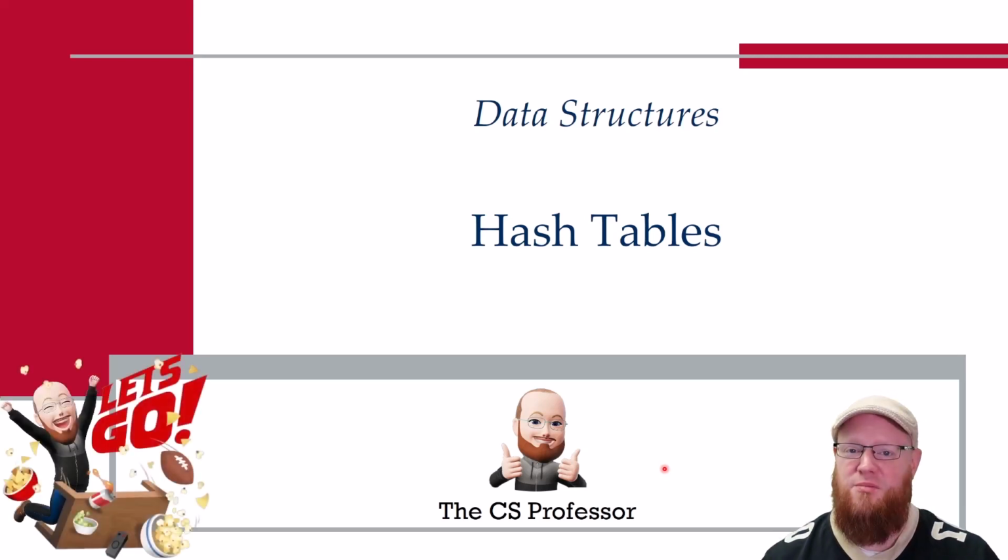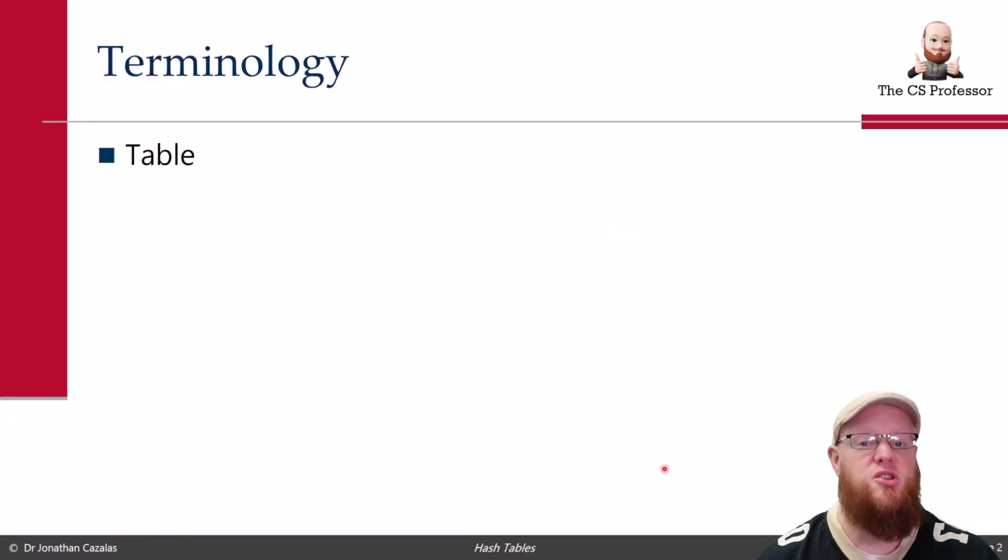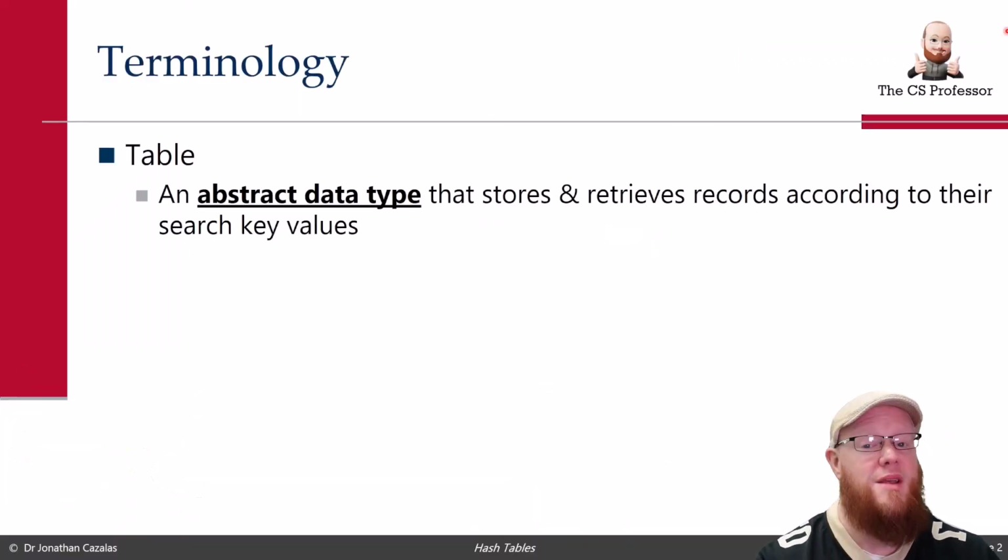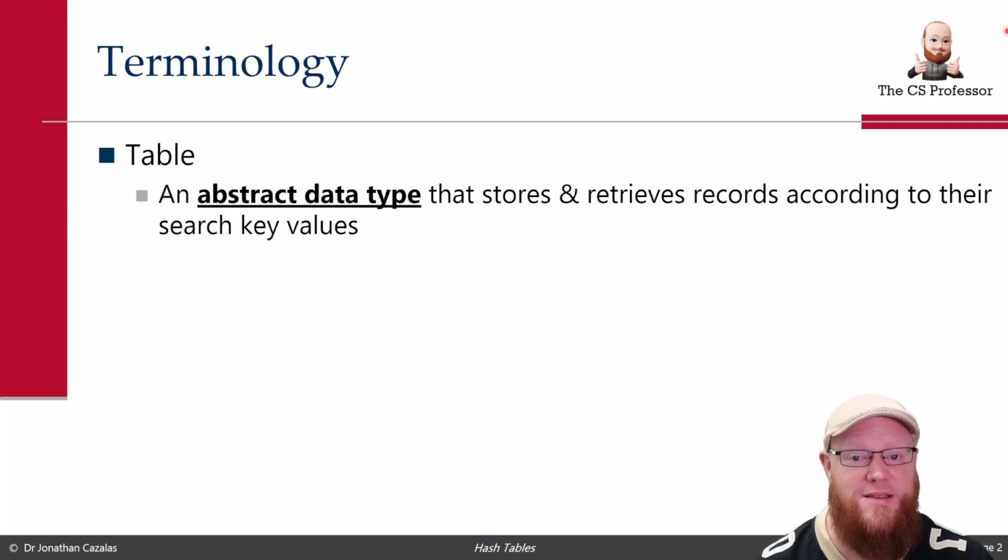We are at hash tables, and I'm starting right out of the gate with a let's go because this is going to be fun. Starting with some terminology. What is a table? It is an abstract data type that's going to store and retrieve records, usually based off of some type of a key, an ID, a social security number. A key could even be a combination of like a first and a last name.